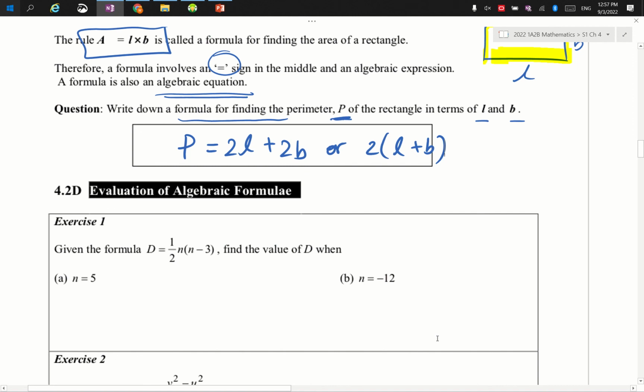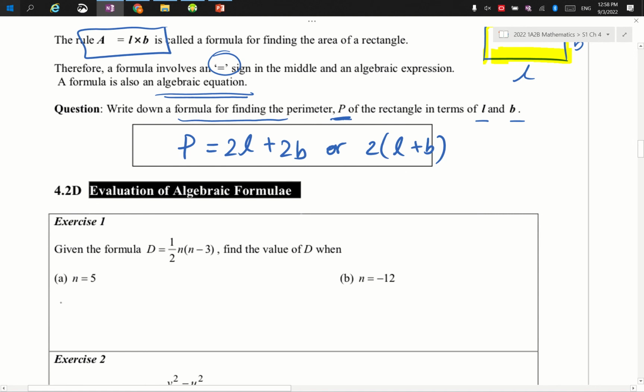Okay, now we evaluate more formula. It is the same as what we did earlier on. This is the formula. Find the value of D when n is equal to 5. My same advice to you from just now. Whatever is to be changed, you put bracket.